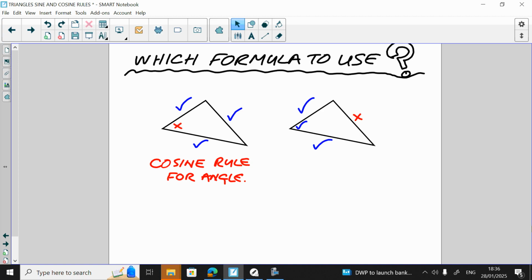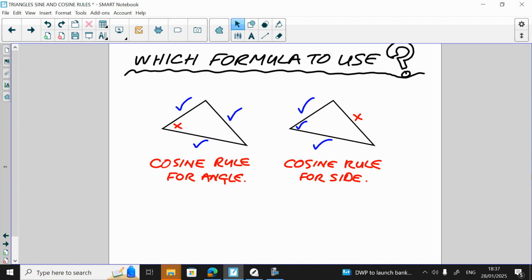Next diagram. Again, I've got 1, 2, 3 sides involved. Doesn't matter that I don't know the value of that, I'm looking for it. But 3 sides are involved and an angle's involved. Only one angle, just like that there. So that, again, means it's a cosine rule, but I'm looking for X marks the spot. So this is cosine rule for side. That's what you need to remember.